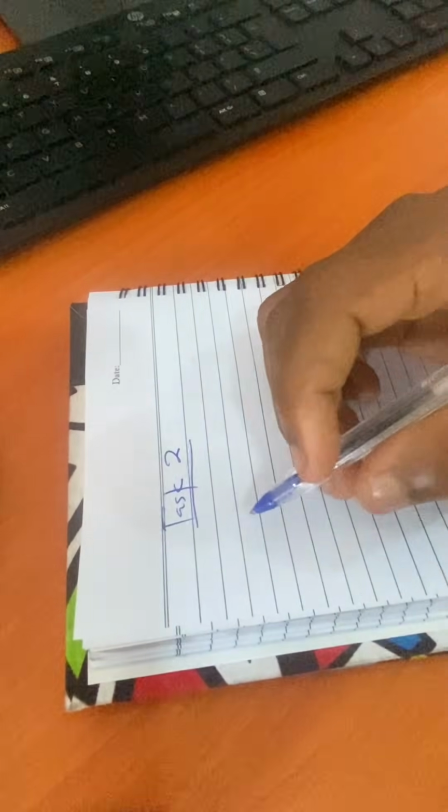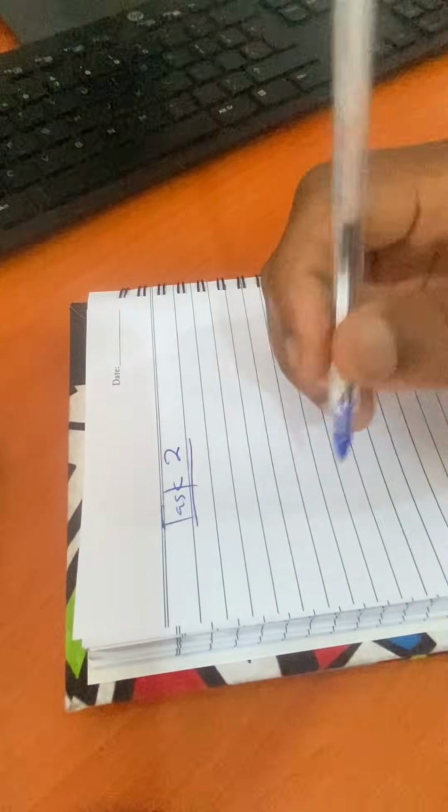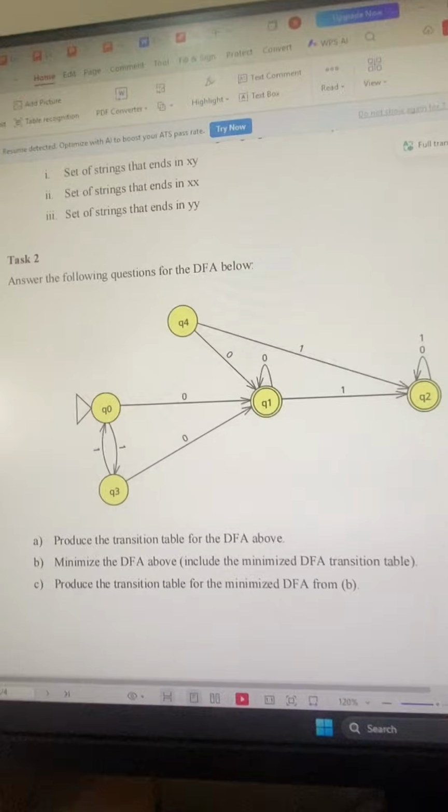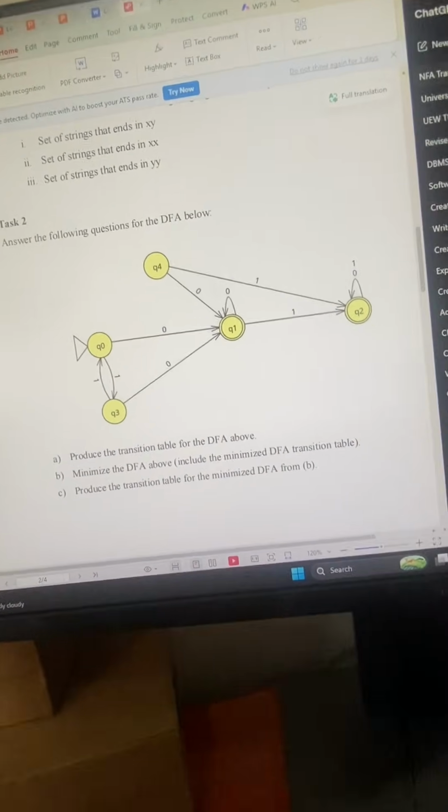All right, so this is task 2, right? So for task 2, we have a diagram of a DFA, and we are to produce the transition table for the DFA that has been drawn, and then we are to minimize the DFA and then produce the transition table for the minimized DFA. So this is the question that we are coming to solve, right?